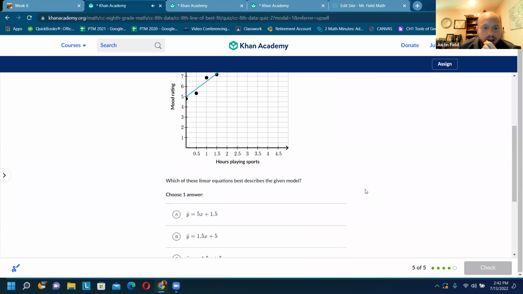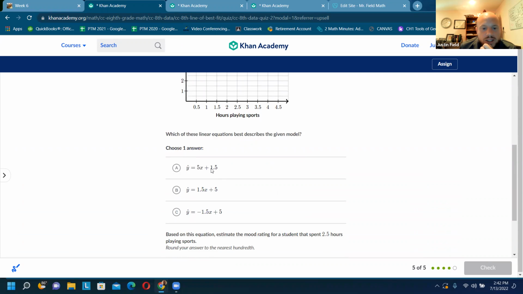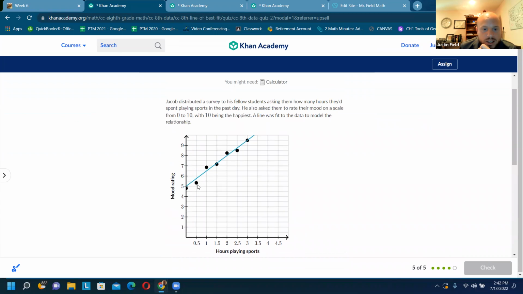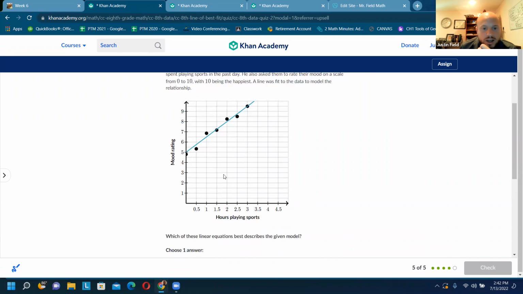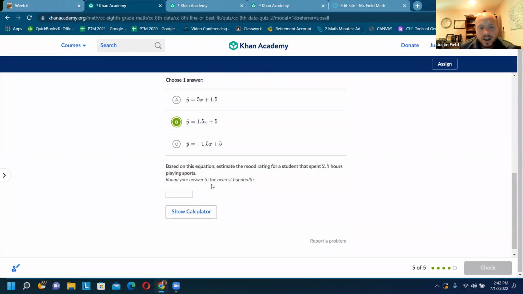Okay. Oh, another one of these. Now look, this is a good one. We can see the y-intercept is 5. So it's not going to be A. It could be B or C. And we can see the line is going up. And it's fun to read the scenario. So the line is going up. It's not going to be C because that's negative. So it's B.